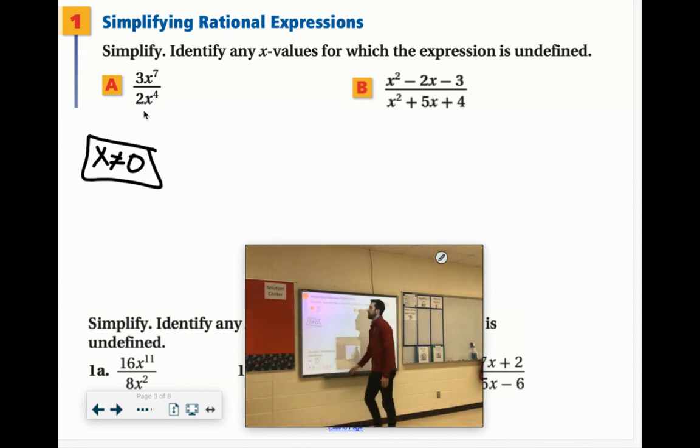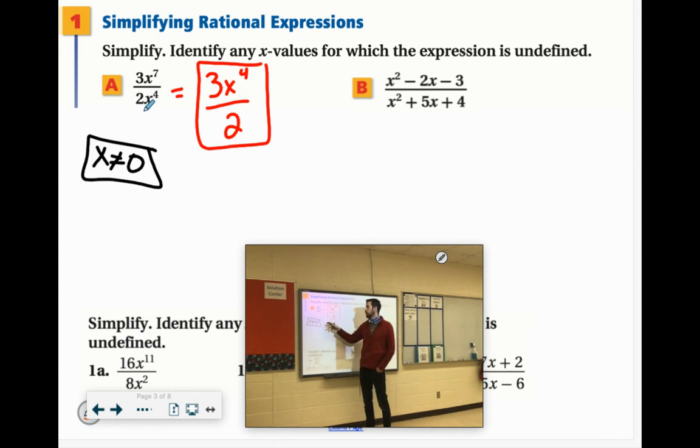Now the other part is simplifying what you see there. Now 3 over 2, you can't simplify those anymore. But x to the 7th over x to the 4th, remember when you divide with the exponents, you subtract them. So there are 3 more x's in the numerator. So simplified, that would be 3x to the 4th over 2. So there it is, simplified all the way, and x cannot equal 0. That is the excluded value. Both are very important parts of the answer.